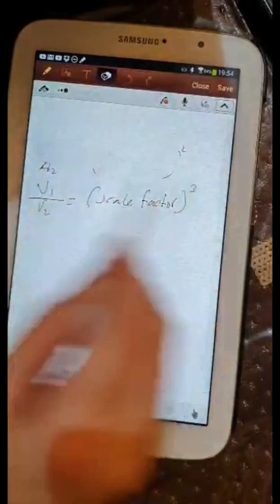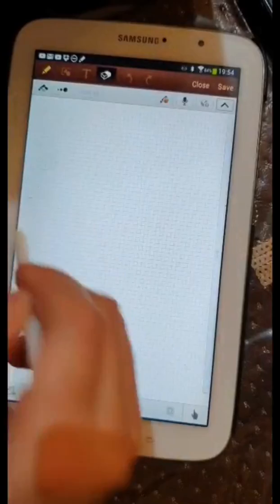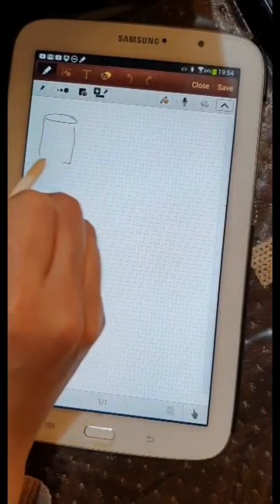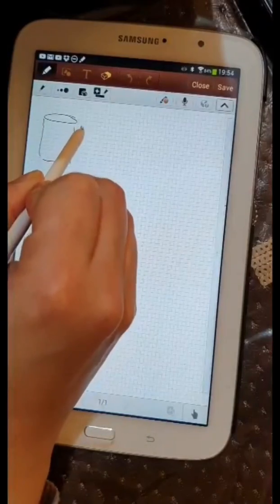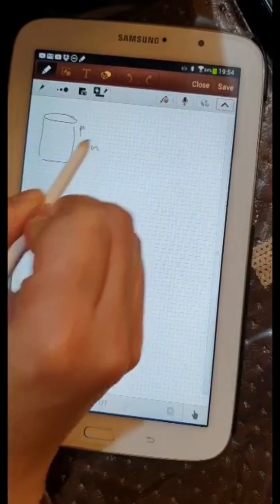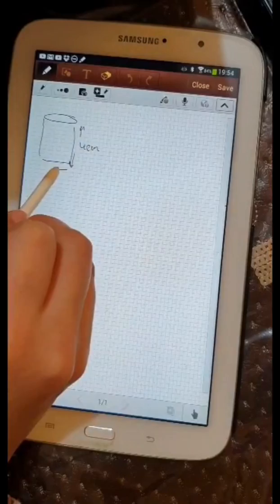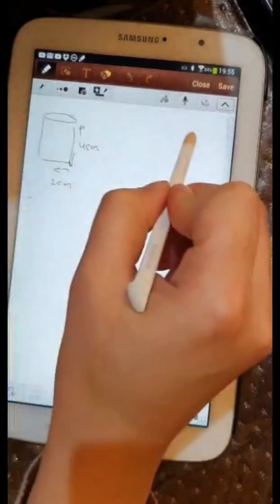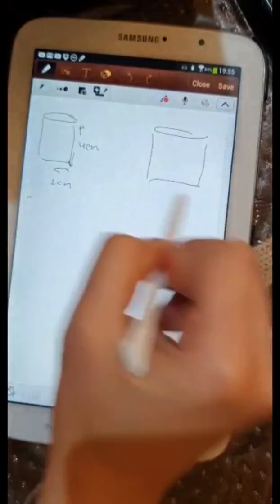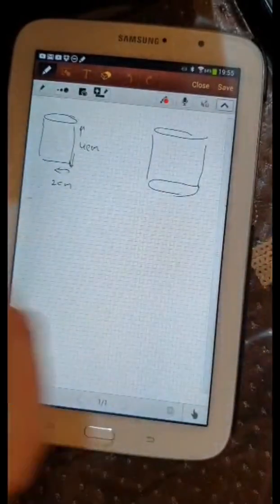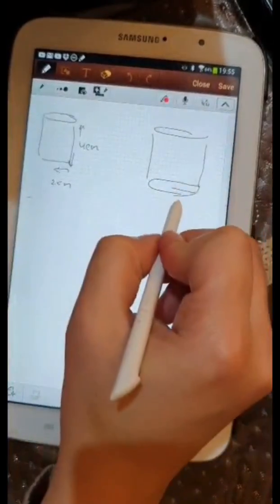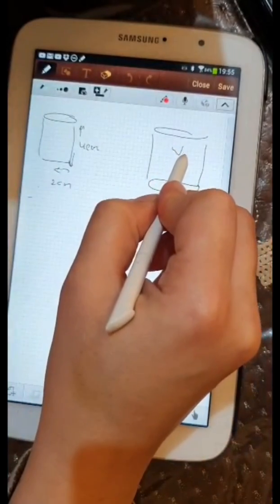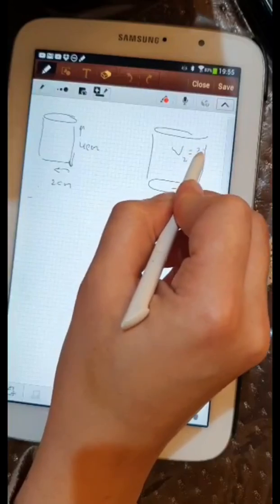Now I need to apply this on the cylinder. Let's say we have this cylinder and they give me that the height of this cylinder is equal to 4 centimeters, and the radius of this cylinder is 2 centimeters. And they give me another cylinder, and they give me only the radius of the cylinder, equal to 10 centimeters. They want me to find the volume of this cylinder. So this is the missing part.